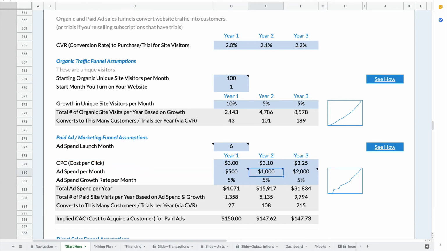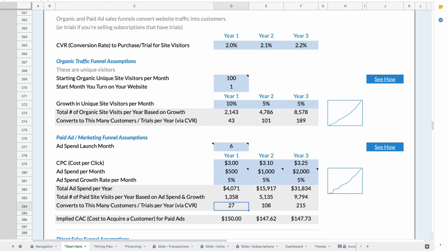Here's how much I'm spending on ads per month: $500 per month in year 1, $1,000 per month in year 2, $2,000 per month in year 3. And again, I'm growing that ad spend rate every month. And this will give me the total ad spend for the year, similar to how we were calculating the number of visits above for organic traffic. It will also tell me the number of visits. So in this case, my organic is actually delivering more visits than my paid ads. In real life, you would probably boost the paid ad spend to drive more visitors than your SEO is, unless you get really, really good at the SEO.